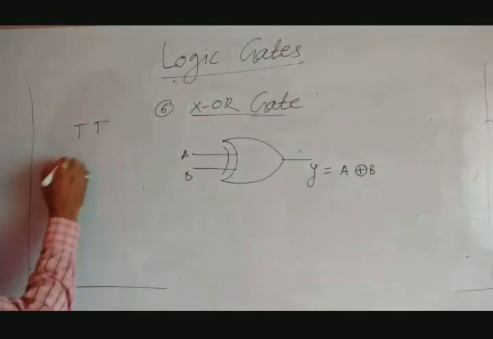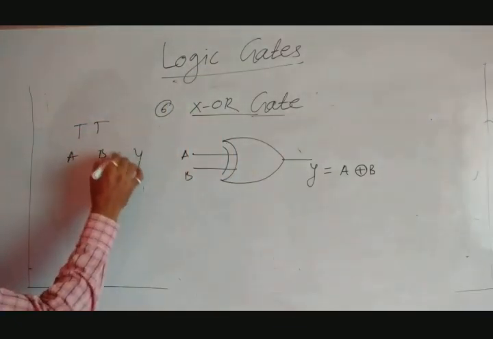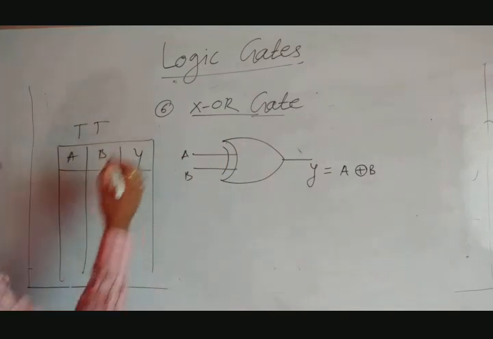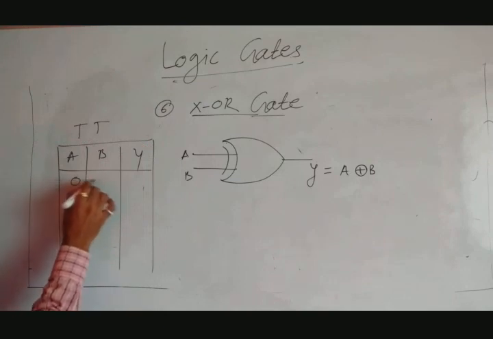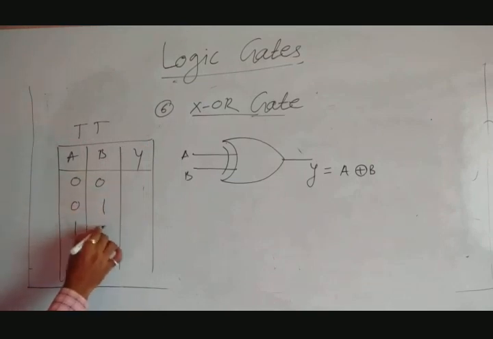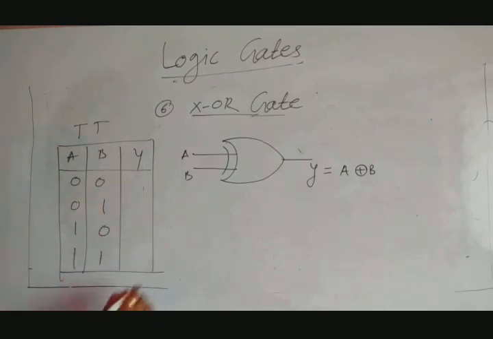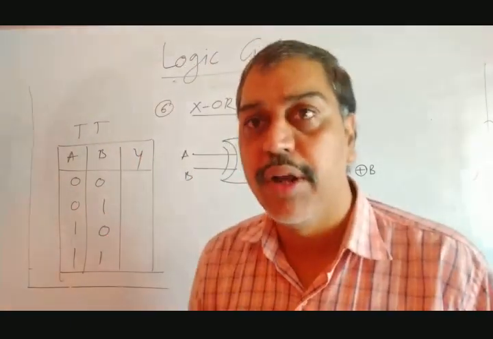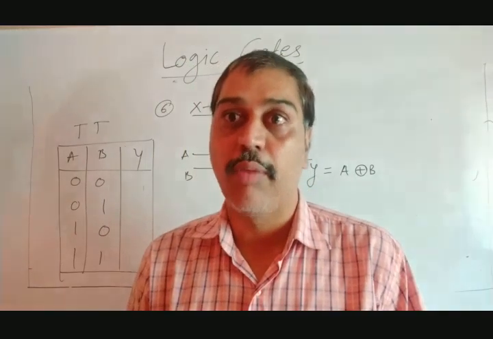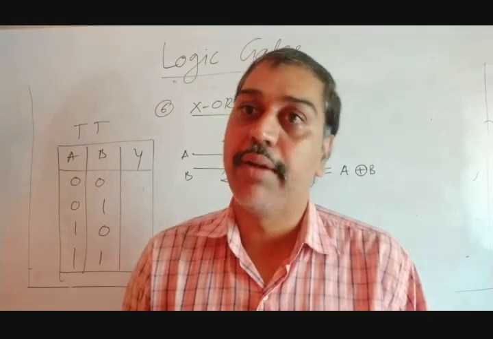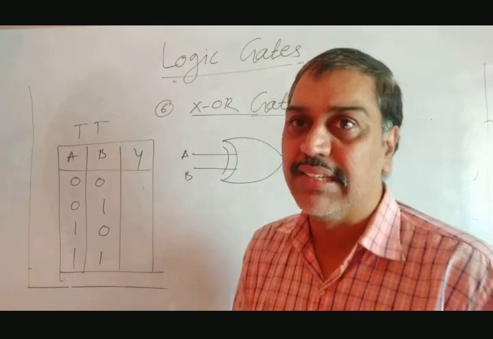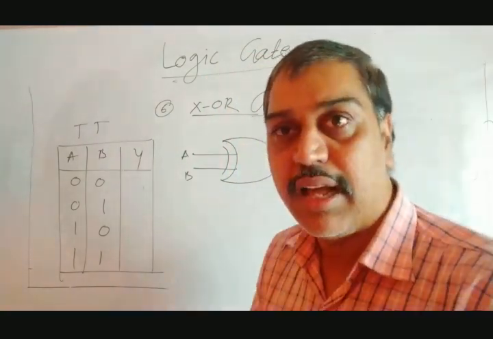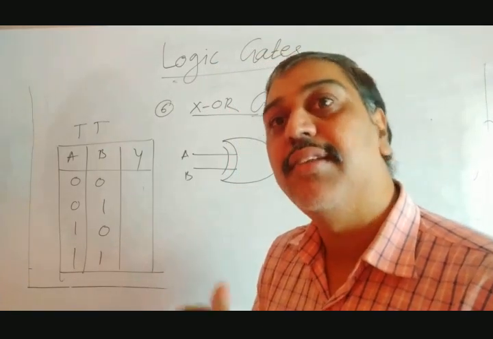The truth table says that if these are the inputs A, B, this is the output Y. For the 4 possible combinations 0 0, 0 1, 1 0, 1 1, when any one of the inputs is opposite, this gate will give the high output, otherwise it will give the low output. Any one of the inputs is high, the other is low.